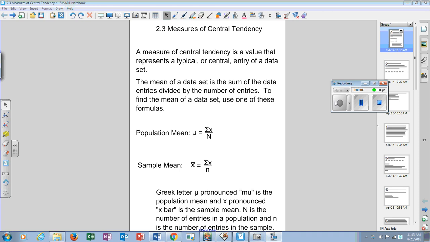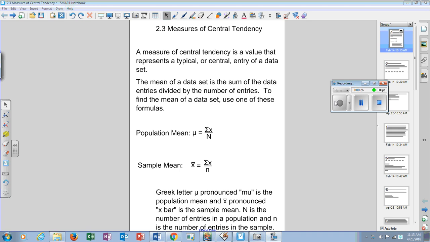All right, today is 2.3, measures of central tendency. A measure of central tendency is a value that represents a typical or central entry of a data set. The mean of a data set. So this is mean, median, mode stuff. The mean of a data set is the sum of the data entries divided by the number of entries.